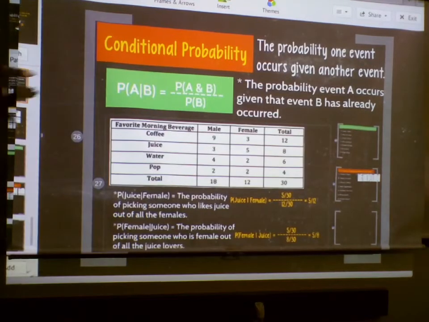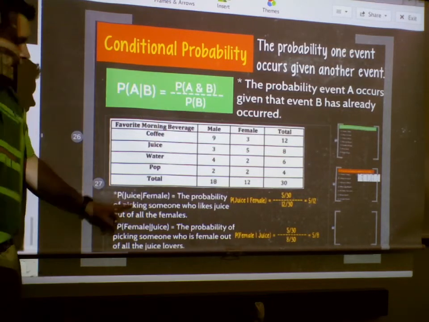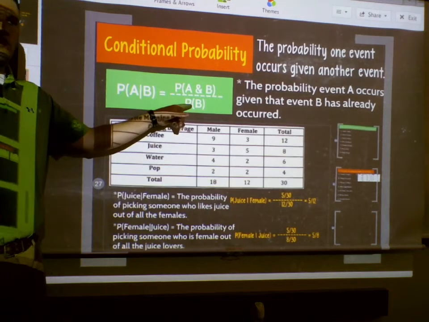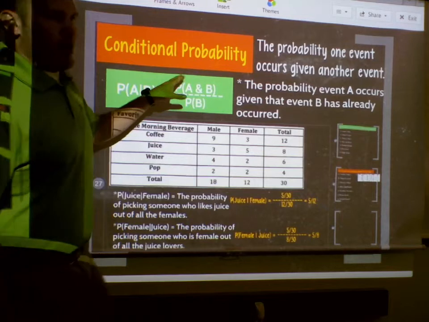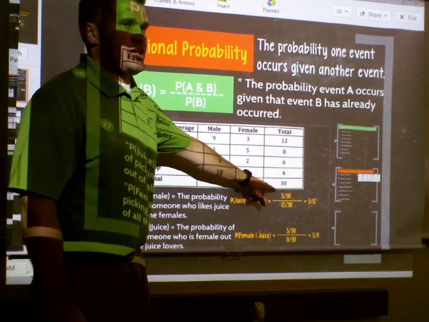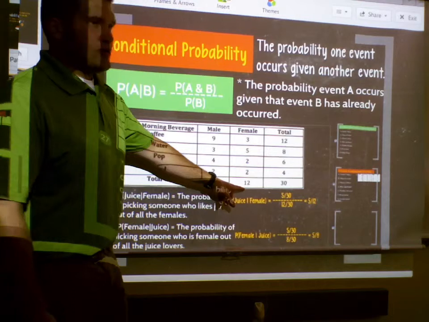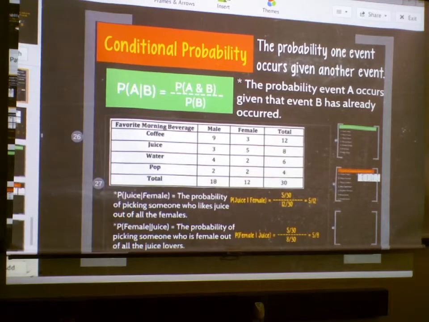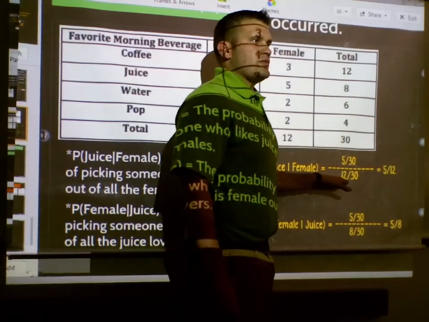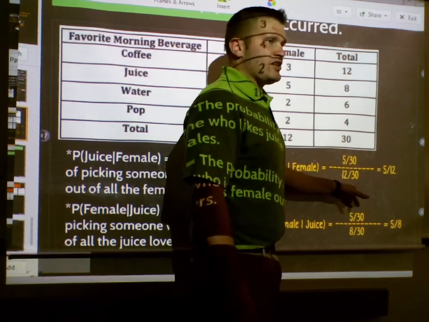Probability of A and B divided by the probability of B. Right? So this is the probability of juice and female divided by the probability of female. The probability of juice and female is 5 out of 30, not 12. The probability of female is 12 out of 30. So it looks like this: 5 out of 30 over 12 out of 30. What's common to both? 30. So I cross the 30 out, and we get 5/12.